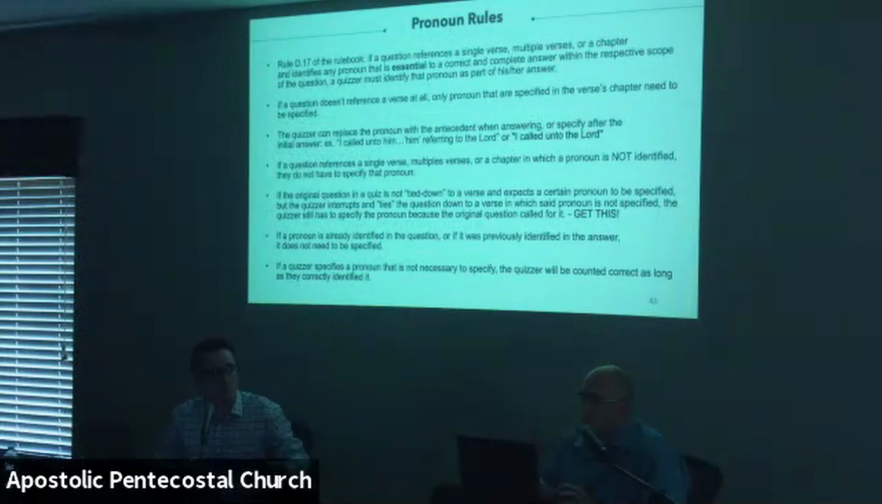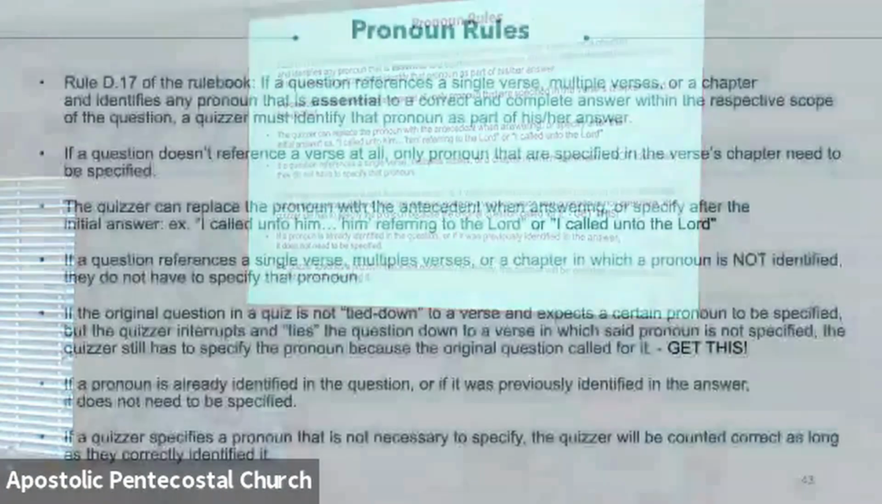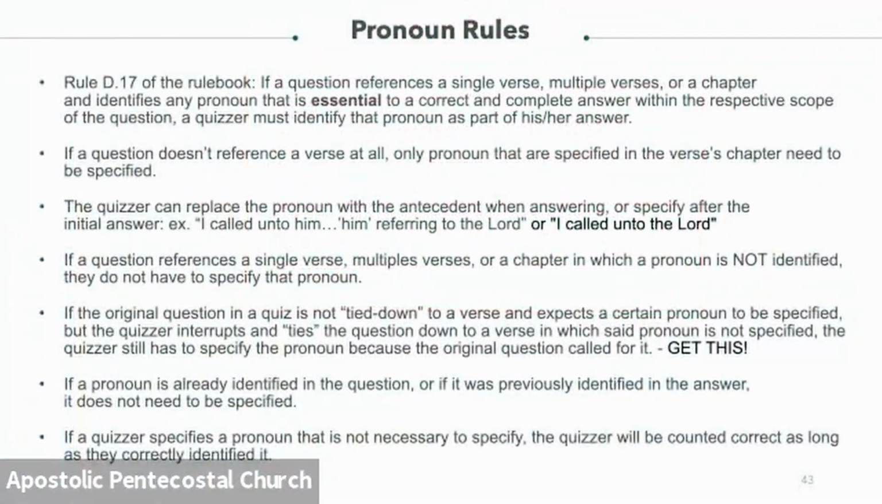The chapter is the default, and that is the next bullet point. If a question doesn't reference a verse at all, only pronouns that are specified in the verse's chapter need to be specified. So if it's the last verse of the previous chapter that says who it is, but it doesn't in that chapter, it doesn't matter. You don't have to do it. Only if it's in that chapter, and that's only if the clarification in that chapter is correct.